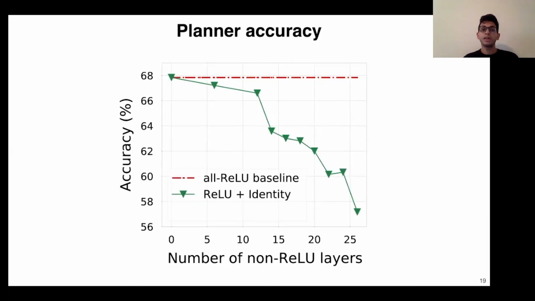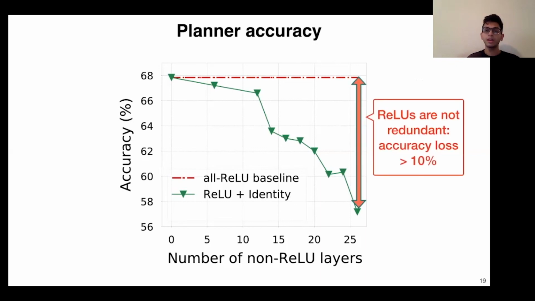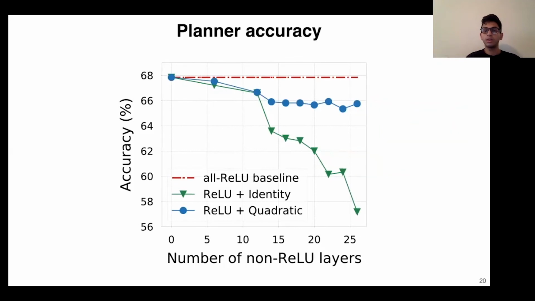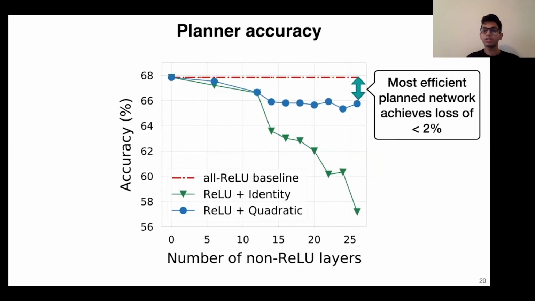So in terms of planner accuracy, the first question to ask is, are the ReLUs already redundant? That is, could we just replace them with identity functions and reduce the cost that way? And the answer is no. We applied our planner to replace the ReLUs with identities, and what we found was that there would be a massive accuracy loss of over 10%. This is in contrast with the networks found by our planner, which used quadratic activations, where the accuracy loss was only 2%. And this is with replacing 26 out of 32 layers of ReLUs with quadratic activations.